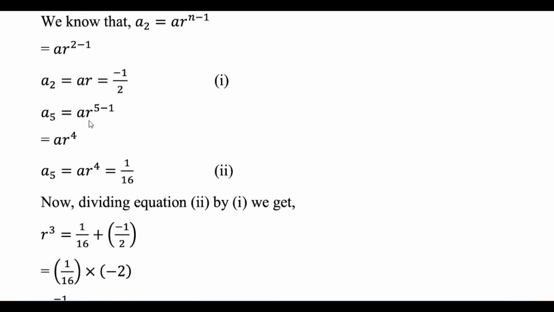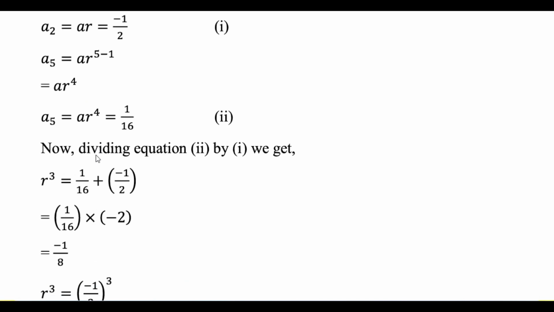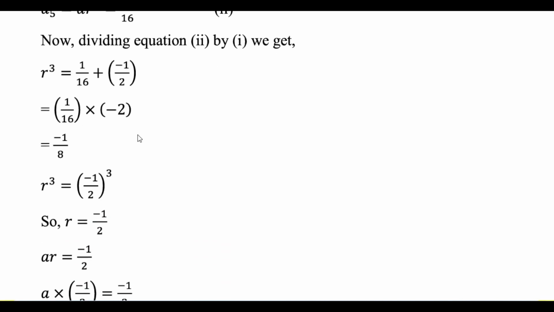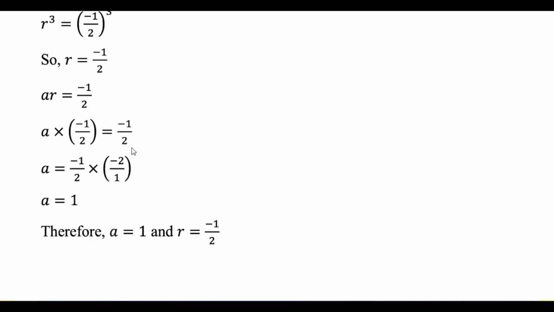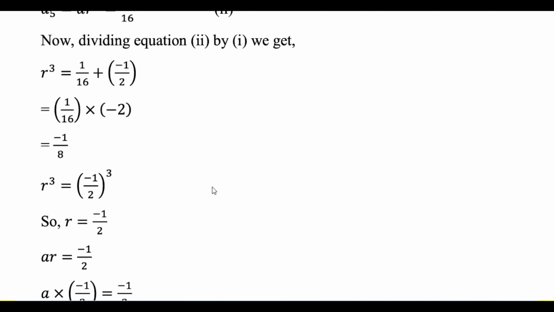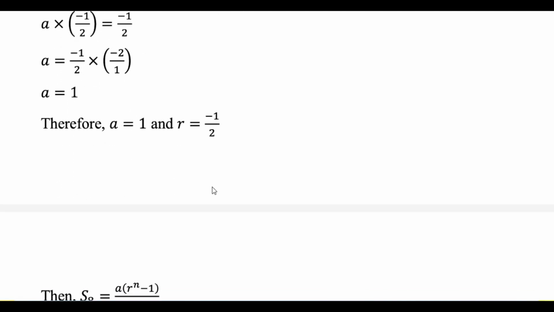Or a5 is equal to ar to the power n minus 1, that is ar to the power 4. So a5 is equal to ar to the power 4, which is equal to 1 by 16. Now dividing equation 2 by equation 1, you will get this. After a little bit of calculation, you will get a is equal to 1 and r is equal to minus 1 by 2. You can take a screenshot of this calculation also.